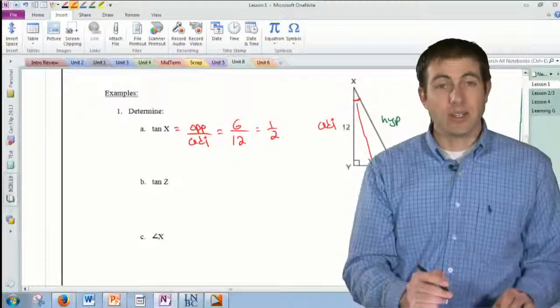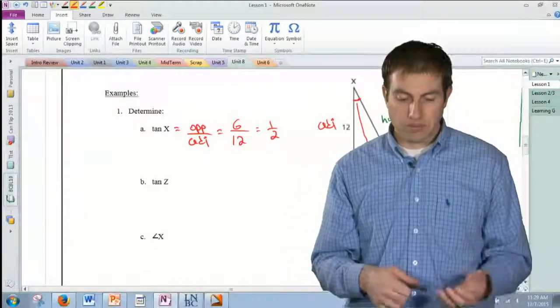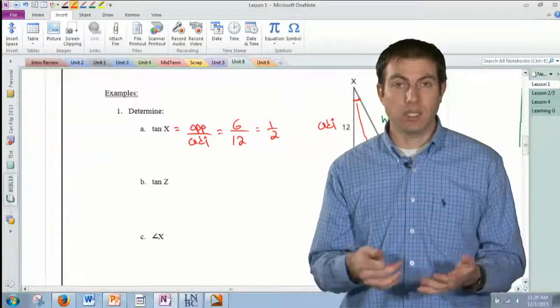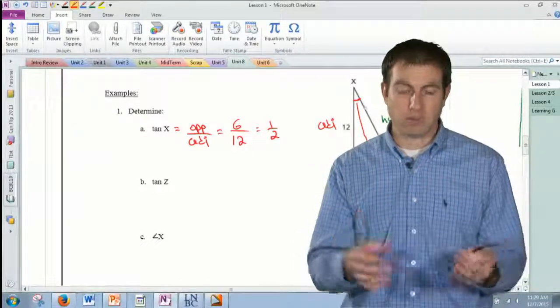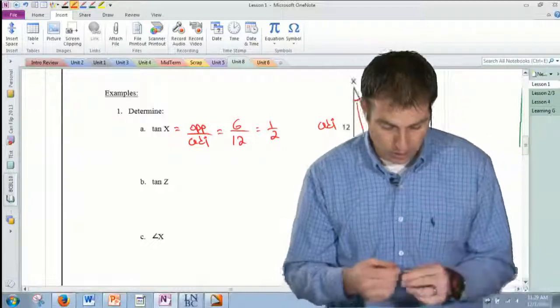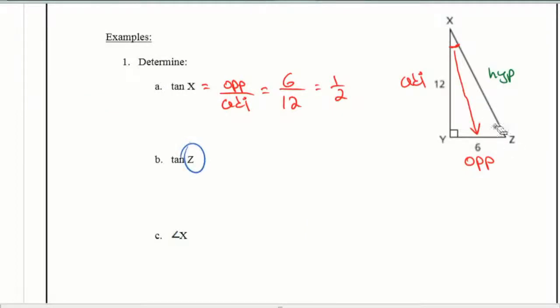The next question is asking me to find the tangent of angle z. So what I'm going to have to do is go back to my triangle, because now I'm looking at a different angle. My sides are going to have different names. So if I look at my triangle again, it's telling me to look at z. So I'm going to erase this. Angle z is now down here. I'm not dealing with angle x up here anymore. I'm dealing with z because it says z in the question. And I need to relabel my sides.